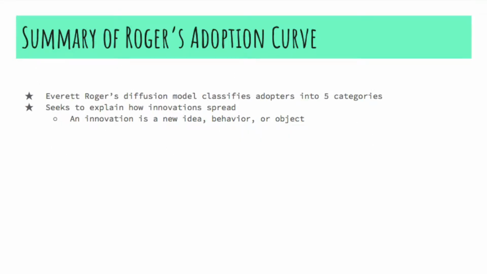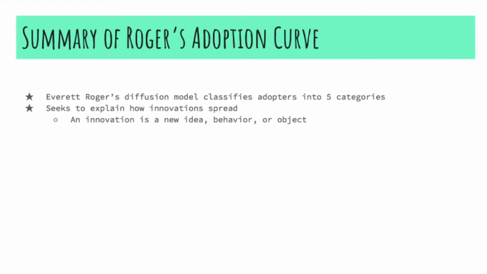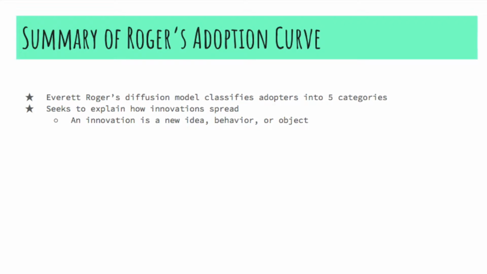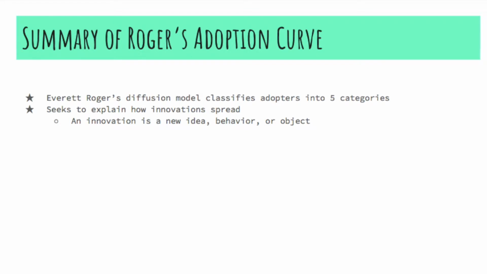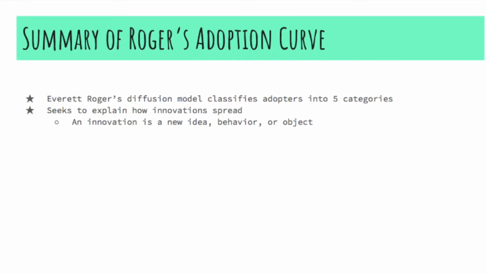I'd like to begin my discussion on Rogers' adoption curve by first discussing the diffusion of innovation theory. The diffusion of innovation theory was developed by Everett Rogers in 1962, and it's considered one of the oldest social science theories to this day. It was designed to explain how an innovation spreads throughout a social system over time. An innovation is considered a new idea, behavior, or technology.